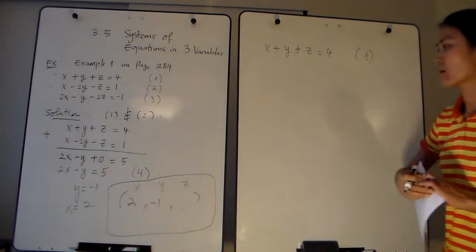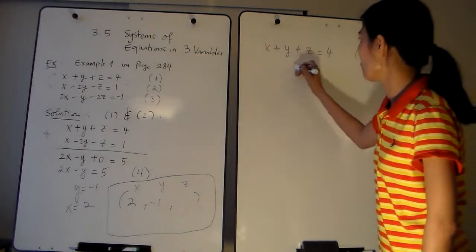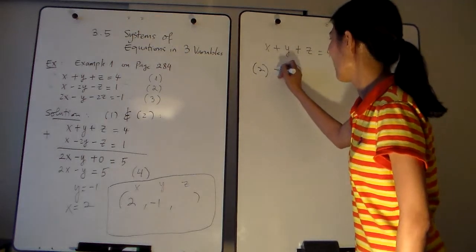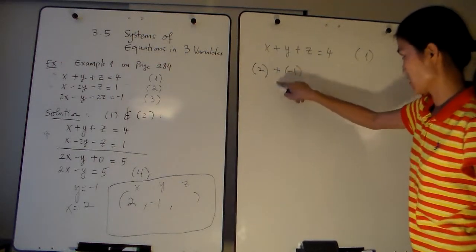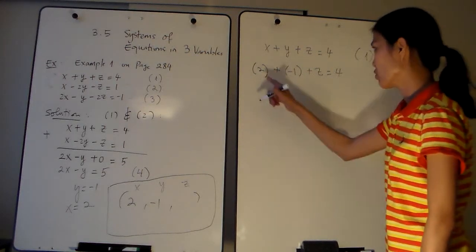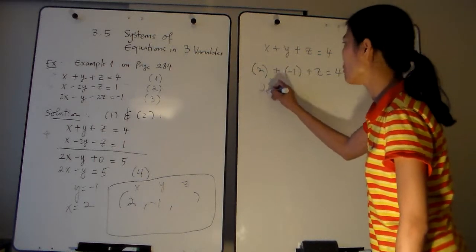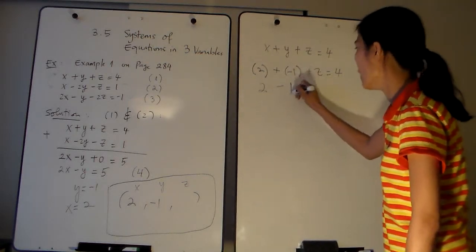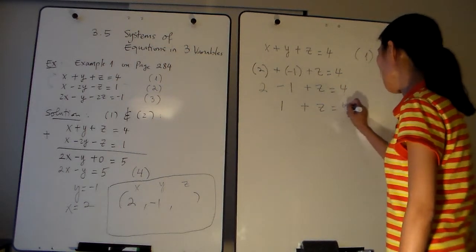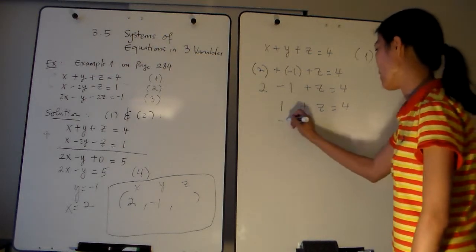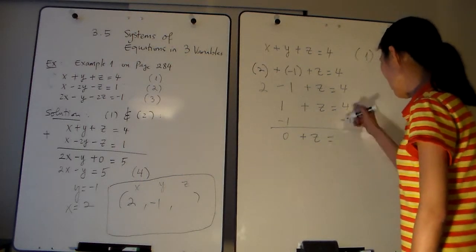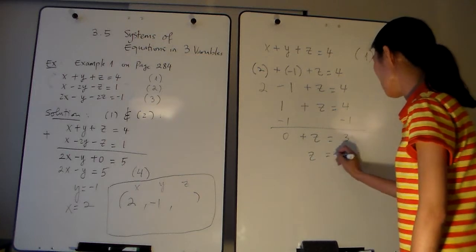This is equation 1, okay? Knowing y equals negative 1, I can substitute for y right here. Knowing x equals 2, I can substitute for x right here. So substitute 2 for x, plus negative 1 for y, plus z equals 4. Simplify: 2 plus 1 times negative 1 is negative 1, plus z equals 4. 2 subtract 1 is 1, plus z equals 4. To solve for z, we subtract 1 on both sides. 1 subtract 1 is 0, plus z. 4 subtract 1 is 3. Simplify, z equals 3.